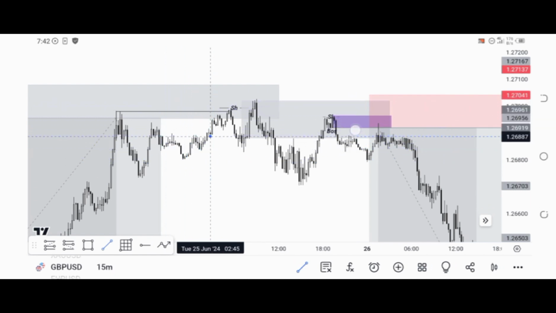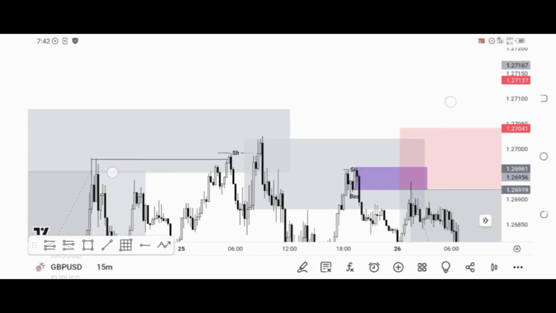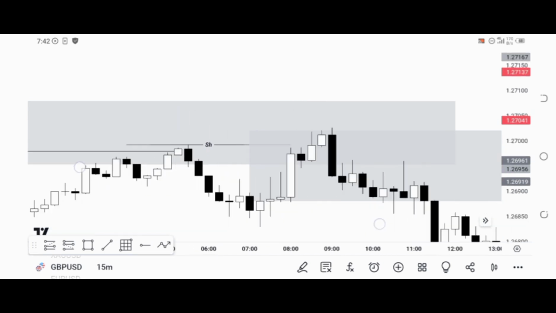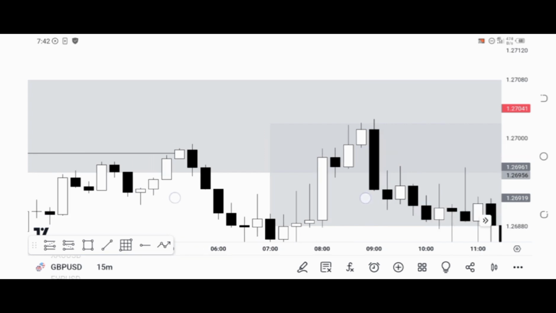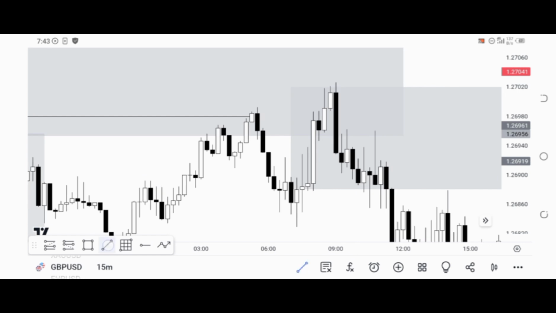So then it went up, then it did what? It took out this high. So after it took out this high, what are we going to be looking for? We start looking for our stop hunt. I want to quickly delete this thing, sorry. Okay, yes. We start looking for what? Our stop hunt. You see, it took out this high here. Took out this high already.